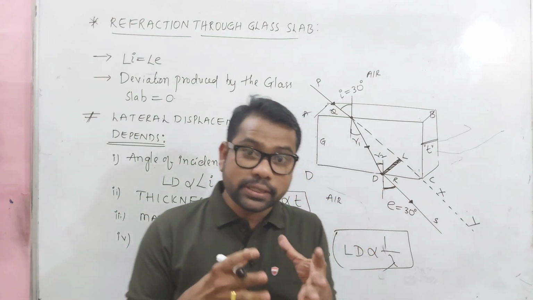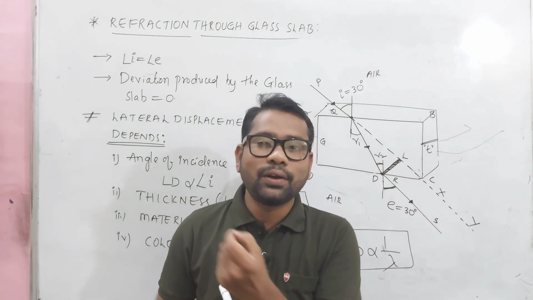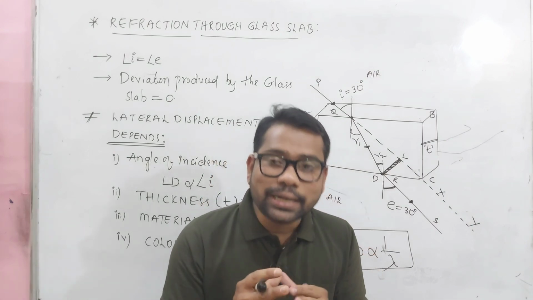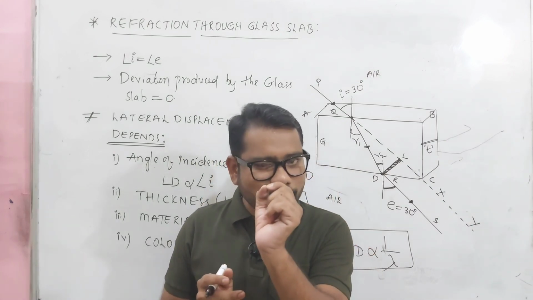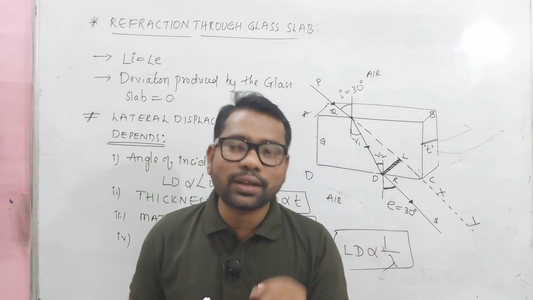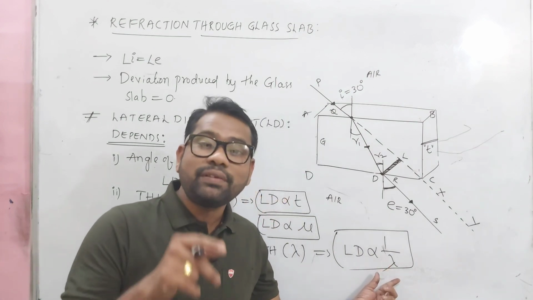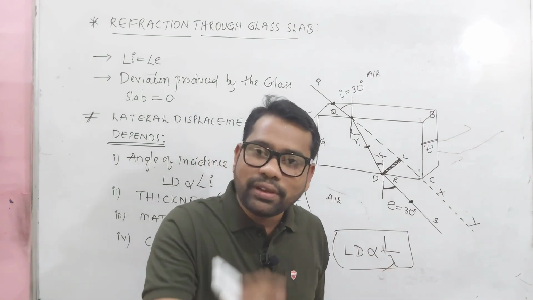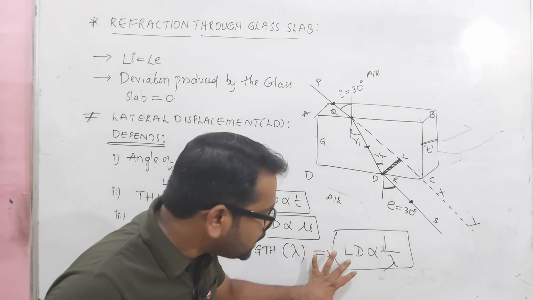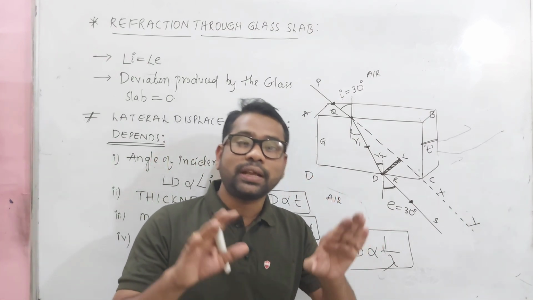So in the exam they may ask the question, which of the following colors will have less lateral displacement? If red color is given in the options, you have to pick red color only. Why? For red color, the wavelength is more. So obviously the lateral displacement will be less for the red color.